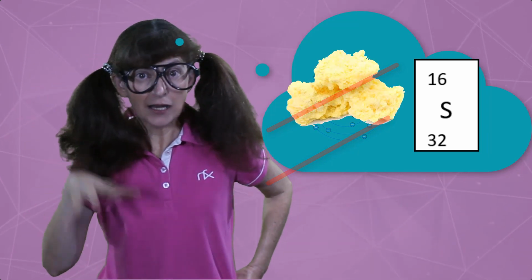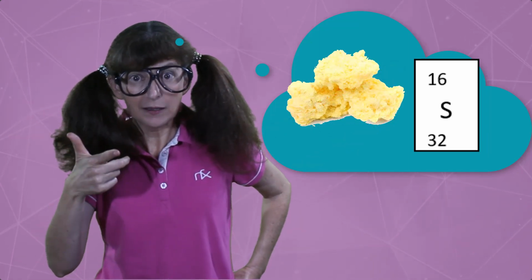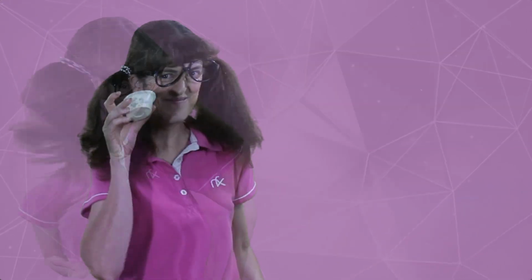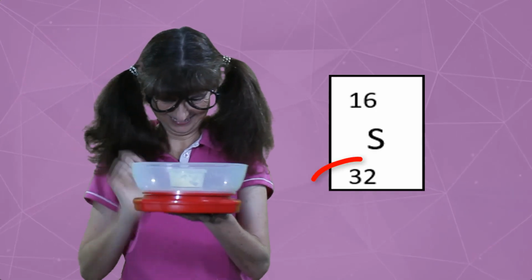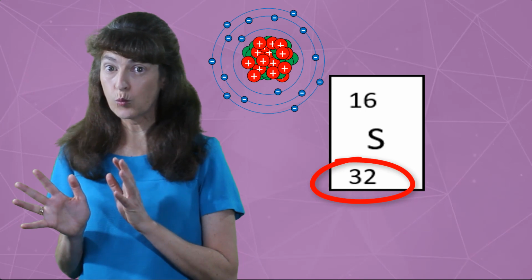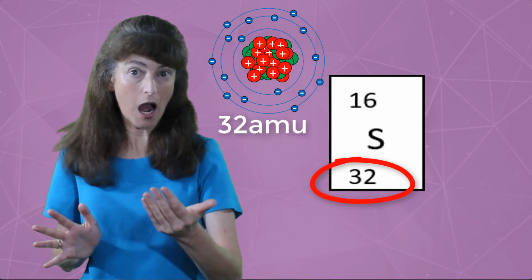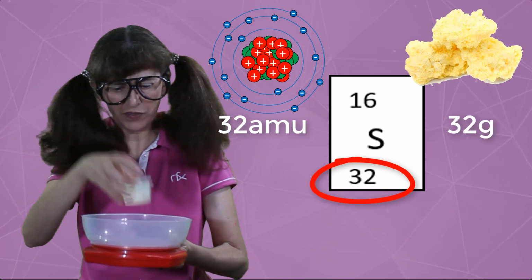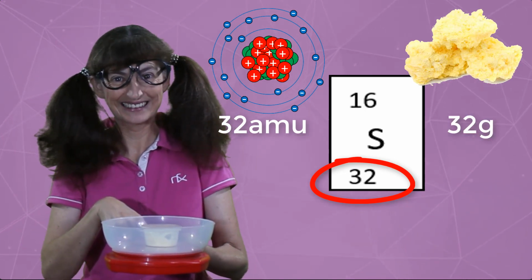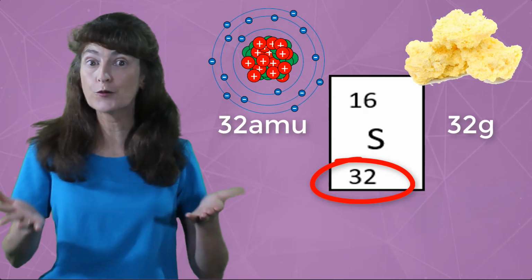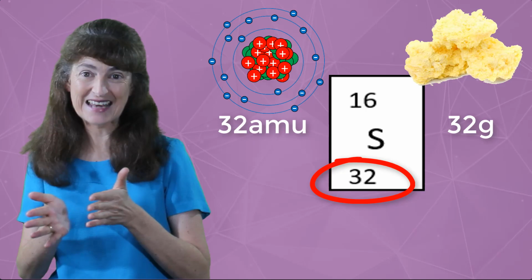This is 602,000 million million sulfur atoms, so 32 grams? Let me check. 32. So this number 32 is the mass of 1 atom of sulfur, then it's in AMU. Then it's the mass of a whole mole, but then it's in grams. Cool. This number is reusable on both the submicroscopic and macroscopic levels.